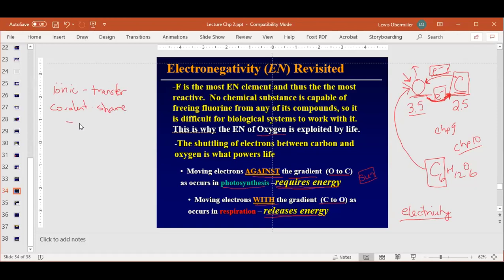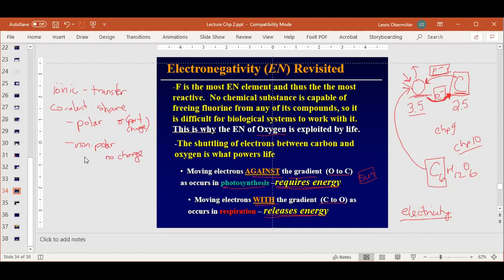And then a subgroup of this is that it's either polar. Remember, poles mean charge, just like the North and South Pole. So these aren't going to share equally, and the molecule will have a slight charge. We call that a sigma charge, so partial charge. And then it can be nonpolar, and this means that they share equally, and that means that there's no charge.